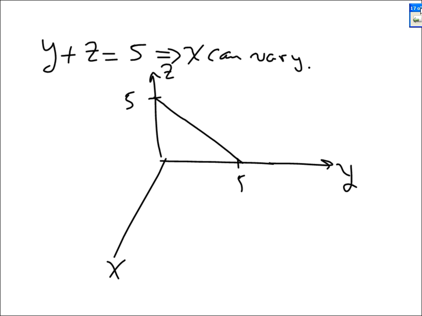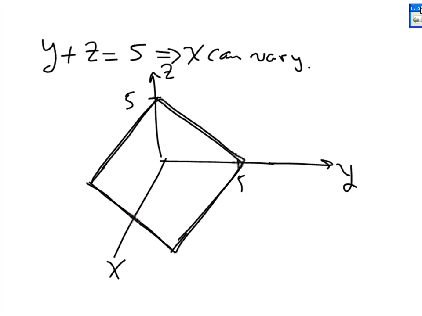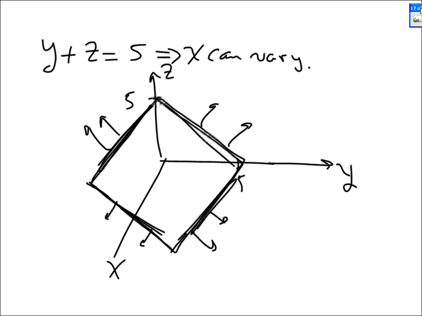Y plus z is 5, but x is always 0, but I can come out in the x direction. There it is. Think of this, I want you to see, this is like a board lying on the floor. No, this is on the floor and this is on the wall. This is in midair. And of course, it goes out this way forever. It goes down. It goes up here. So what I drew is not a plane. It's just part of the plane.